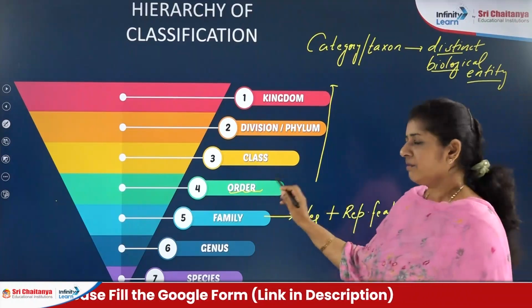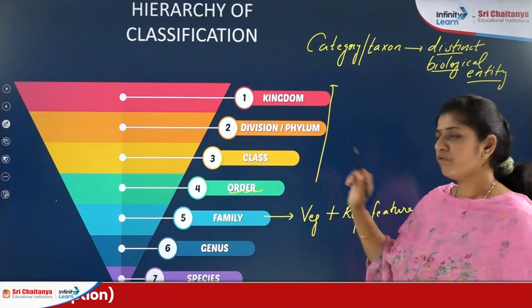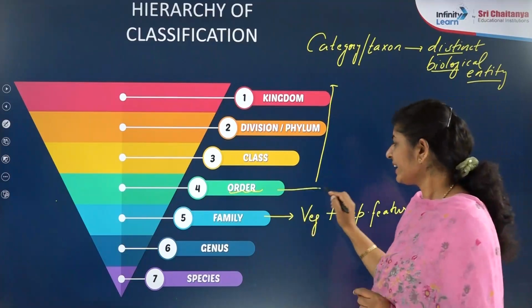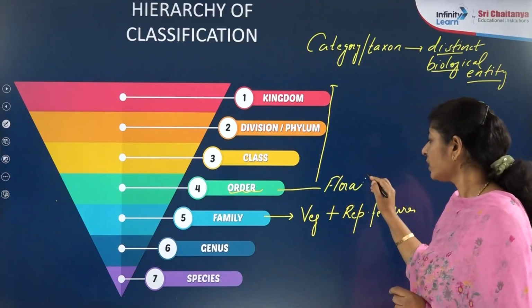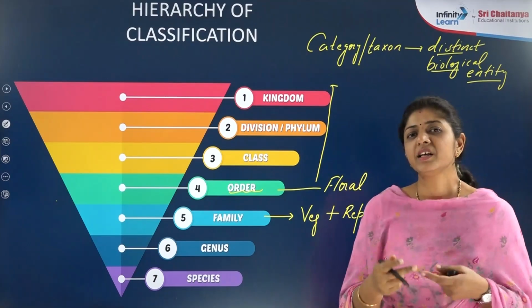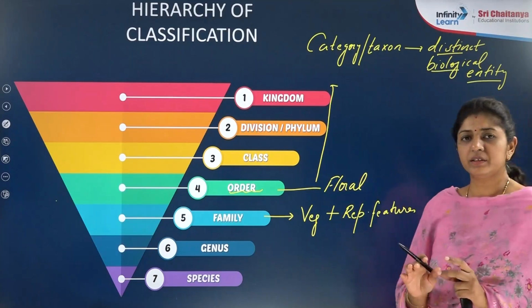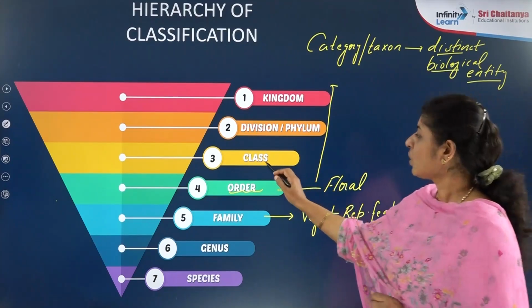Okay. Now order, I repeat, it is having still lesser common characters than the family. So it is mainly categorized based on the floral characters. You can call it as reproductive, no difference. But NCERT is using these words, so be careful. Otherwise, reproductive and floral characters are the same. Okay. Now, what is a class?